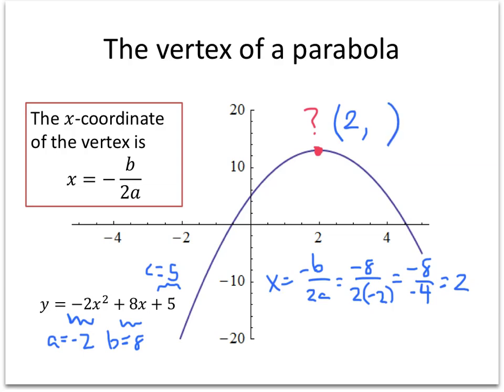Well, what's the something? Since we know what x is now, we can take that x and plug it back into our original formula, and that'll tell us what the y equals. So in this case, y equals negative 2 times x squared, my x is 2, plus 8 times x, so 8 times 2, plus 5. And when we work all that out, that works out to be 13. So that means that my vertex is at 2 comma 13.